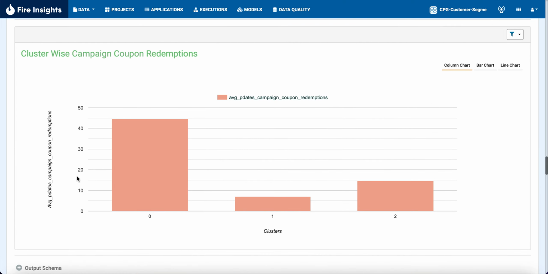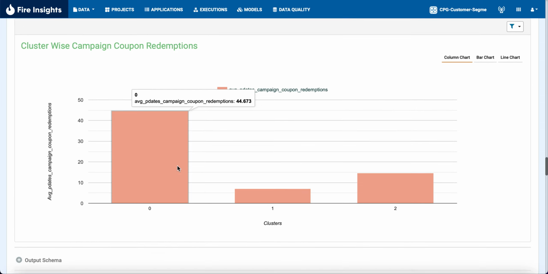Here we can see an overall graph of the redemptions by each cluster, and we can see whether it's manufacturing or whether it's in-store discounts, the customers in cluster 1 were much more likely to redeem our coupons.